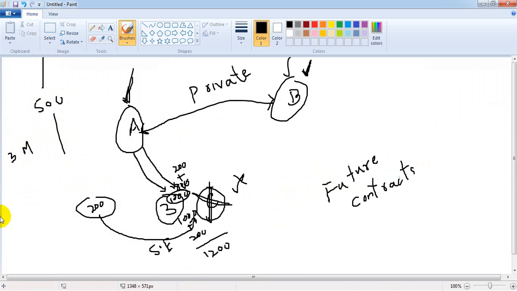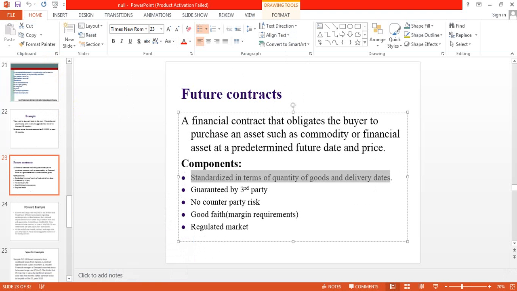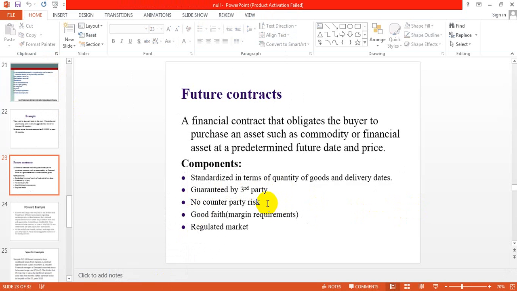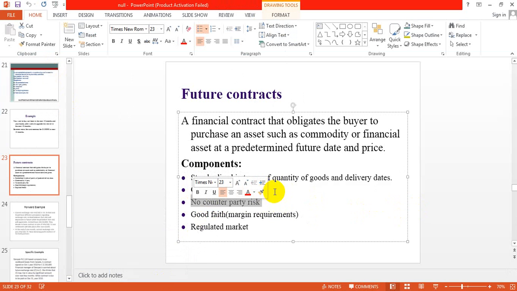A forward contract can be for any amount and any time period. It can be 5 months, it can be 4 months. But in future contracts, the time is specified. It will not be more than 3 months, and not less than 3 months. And the quantity is also specified. It will not be more than 500, not less than 500. Guaranteed by a third party. There will be a third party which will take the guarantee. No counterparty risk. Why? There is a third party involved.